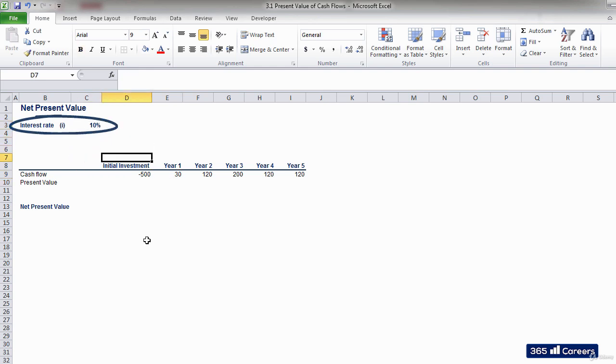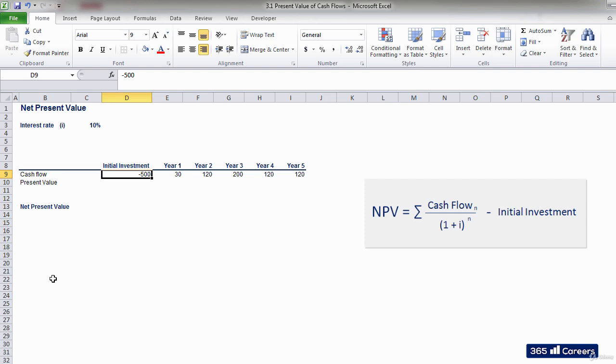The financial director of the firm needs to assess whether to go through with the investment or not. Calculating the net present value of the project would allow him to make an informed decision. You can see the net present value formula on the right part of the screen. The first thing that I will do is discount the cash flows.